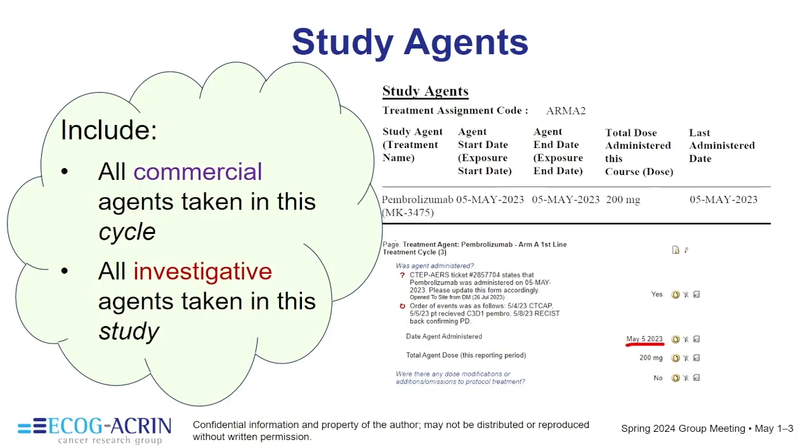Finally, the study agents. All I want to tell you is that if the patient is on treatment, you're listing all the commercial agents in this cycle, and all the investigational agents for the whole study. And the reason we're so concerned about that is that that determines what shows up in the attribution section of the ticket.